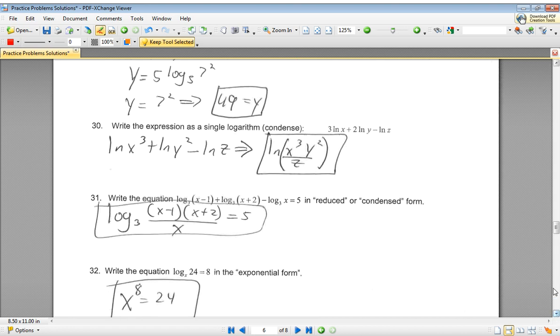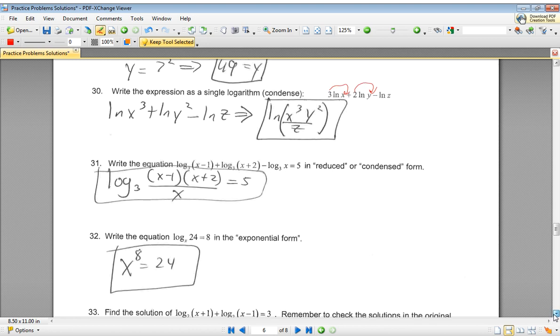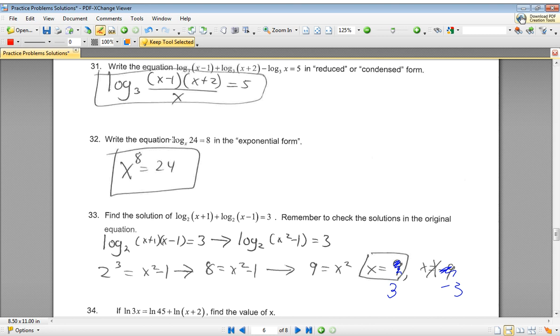Write as a single log. Okay, so the number in front becomes the exponent again. Addition becomes multiplication. And subtraction becomes division. Same thing here. Addition becomes multiplication. And subtraction becomes division. And that's reduced into a condensed form. The base of the log is the base of the exponent. Switch the other two. Done.